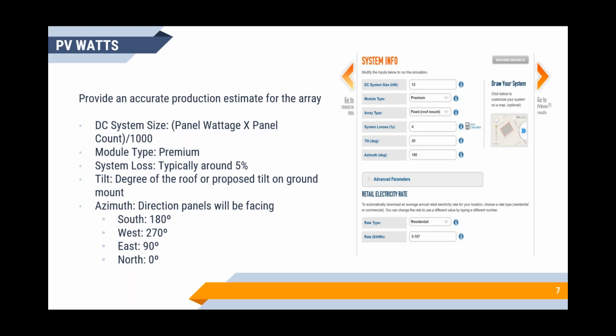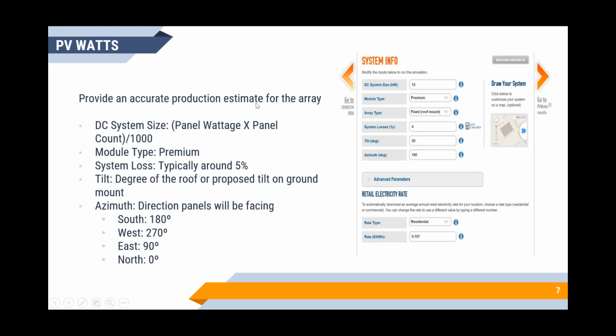We're also looking at module type. Everything that Enertech works with is going to be premium, so you'll want to put that in for that section. System loss, I think it auto inputs around 14%. But solar's come a long way in the last few years, so typically the system loss is right around 5% now. Tilt is going to refer to either the roof pitch you're putting a roof mount on, or whatever tilt you're going to have your ground mount at. For ground mounts, typically the tilt you want to be looking at is 30.